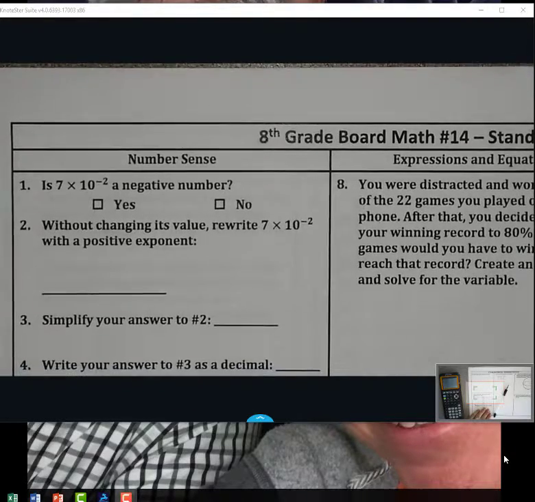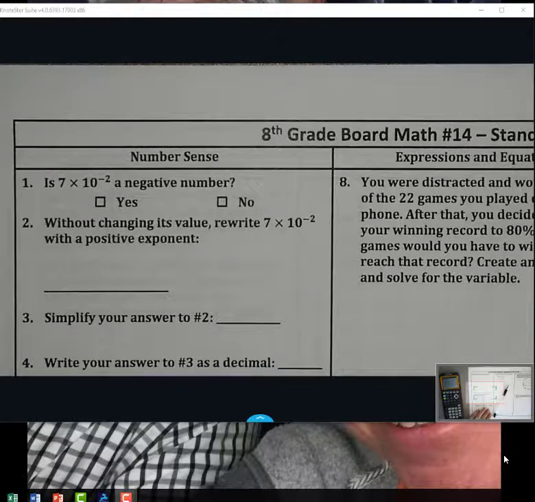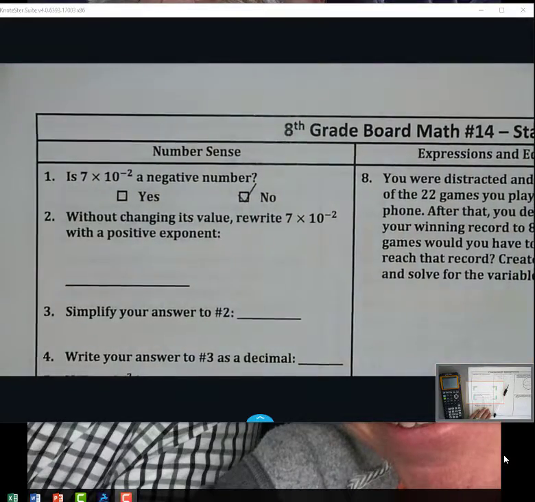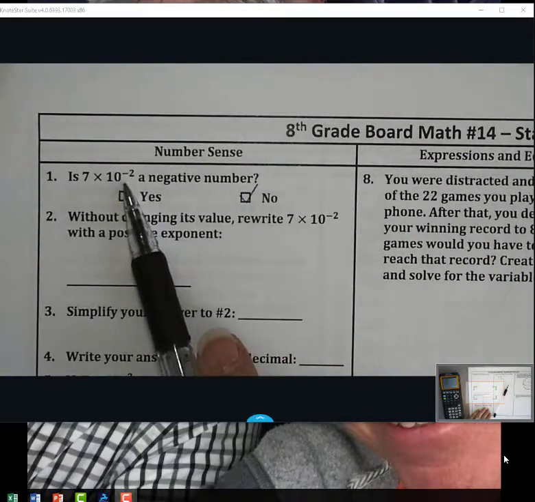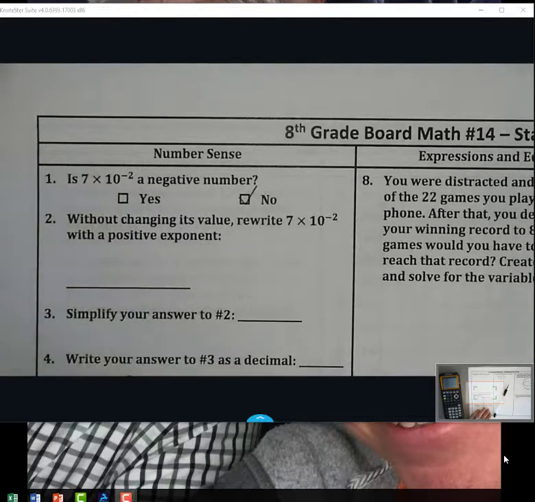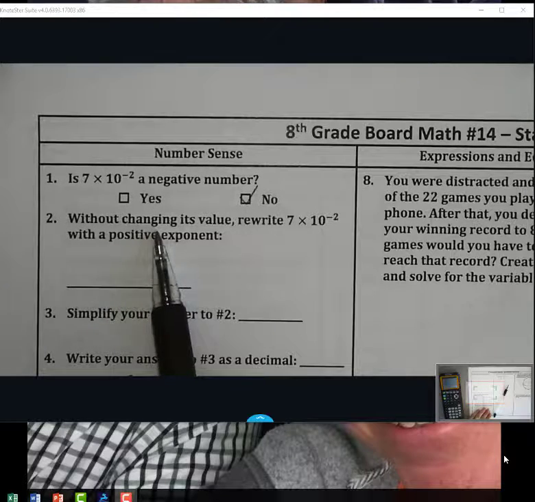Math board number 14. Is 7 times 10 to the negative 2 a negative number? No. Just because the exponent is negative does not make this a negative number. In fact, we already know how we can convert that into something with a positive exponent. And that's what we're supposed to do right here.